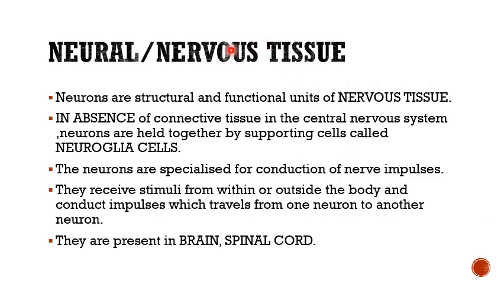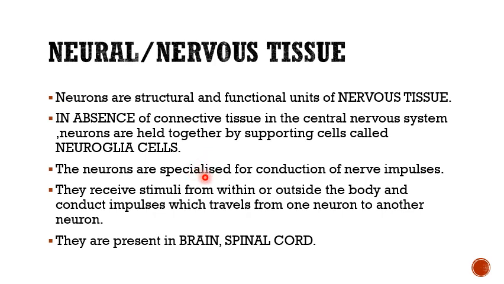The next and the last animal tissue is neural or nervous tissue. Neurons are the structural and functional unit of the nervous tissue. In the absence of connective tissue in the central nervous system, neurons are held together by supporting cells called neuroglia cells. Sometimes a single question is asked: what do you mean by neuroglia cells? They are the supporting cells present in the nervous tissue. Their function is that, in the absence of connective tissue in the central nervous system, neurons are held together by them.